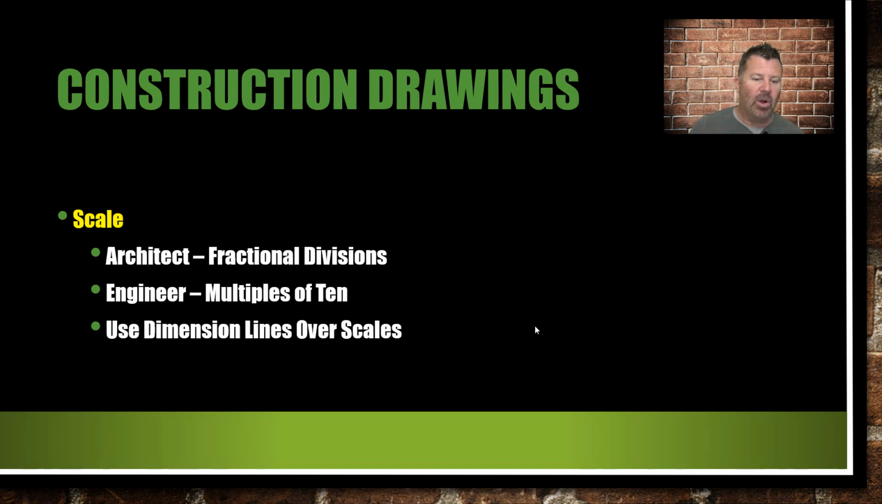That's change, as they say. But architect, fractional divisions, engineers, multiples of 10. Your surveyors and such are going to use the engineer scale. Landscape architects are going to use both. Building architects, pretty much everything is in an architect scale because they're actually drawing floor plans and things of that nature. But you need to learn how to read both. And then use dimension lines over the scales. If you're looking at a landscape installation plan that's got dimension lines on it, use that versus the architect or engineer scale that it's specifying in the legend. You would want to use the dimension lines.